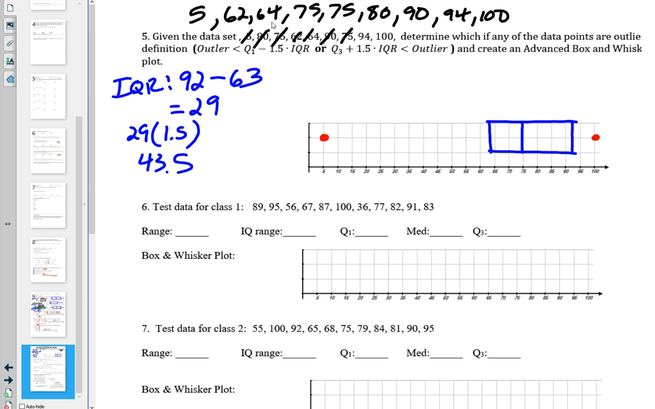So then I have to get that 43.5 and do the low end, which was 63 minus 43.5. So that gives me 19.5. And then I have to do the high end, which was 92 plus 43.5, is 135.5. So do any of these numbers fall outside of 19? Are there any numbers that are not in between 19.5 and 135.5?